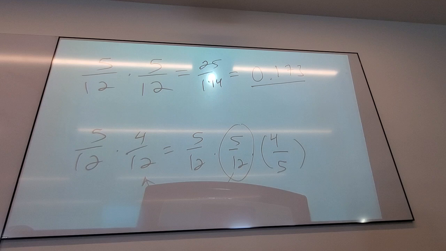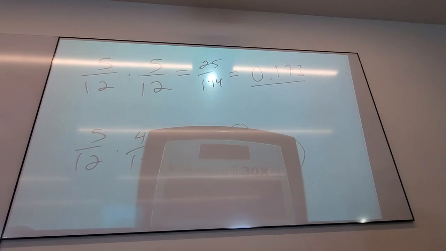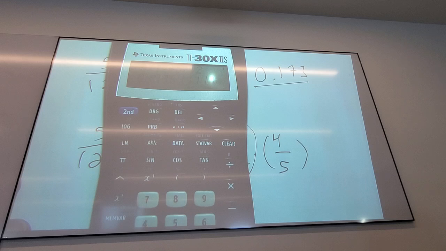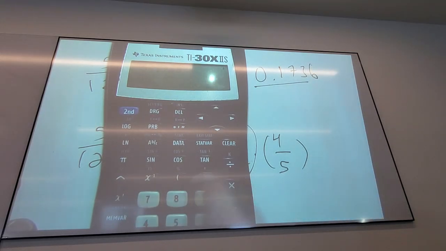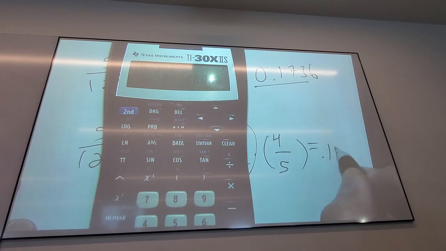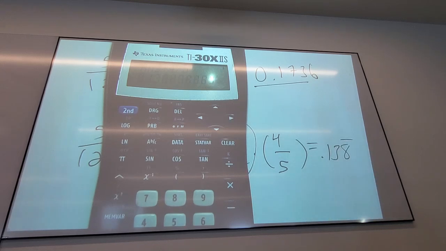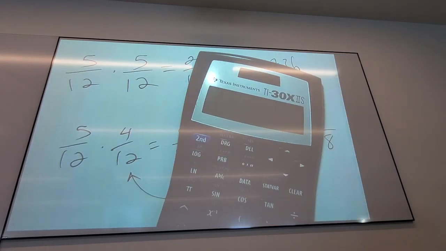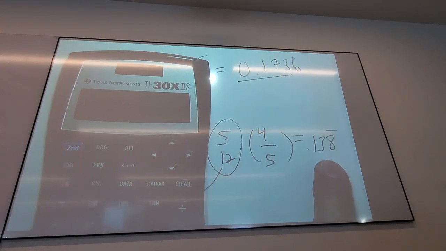5/12 times 5/12 is that. Yes, indeed. It should be 0.174, but we'll be okay. And then if I multiply that times 4 divided by 5, I get 0.13888, yes? Now, if I just do 5/12 times 4/12, I of course get that.